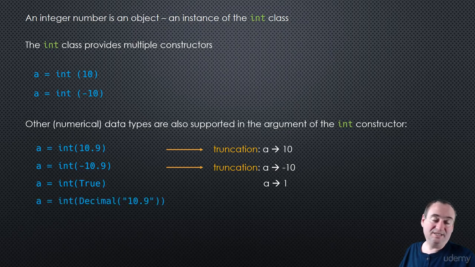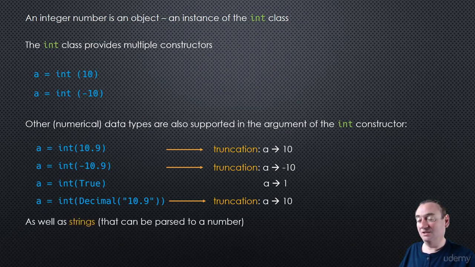Also, we can pass in decimals, we can pass in fractions, and so on. So if we take int of Decimal 10.9, the same thing is going to happen. We're going to have a loss of data. It's going to do a truncation, and we'll end up with the integer 10. Okay, so you can pass numerical types into the constructor.